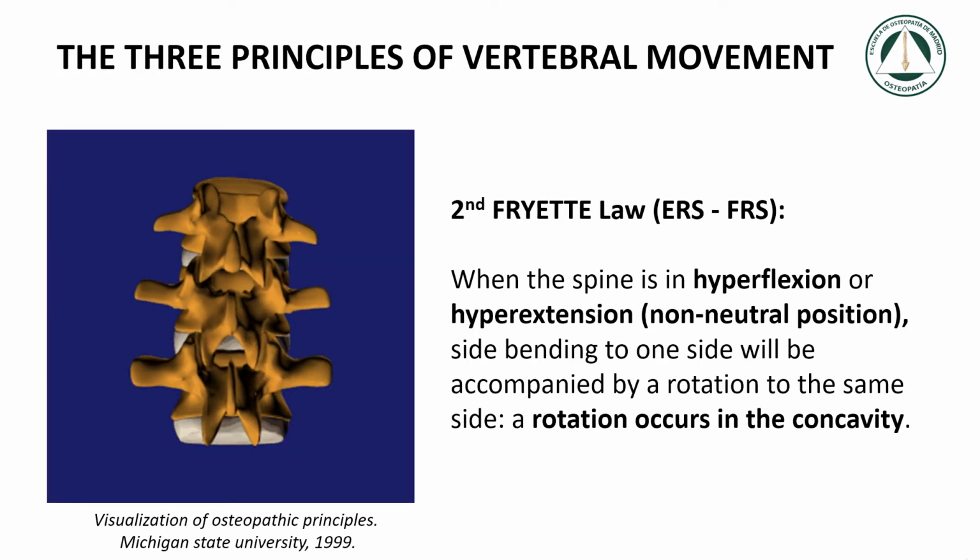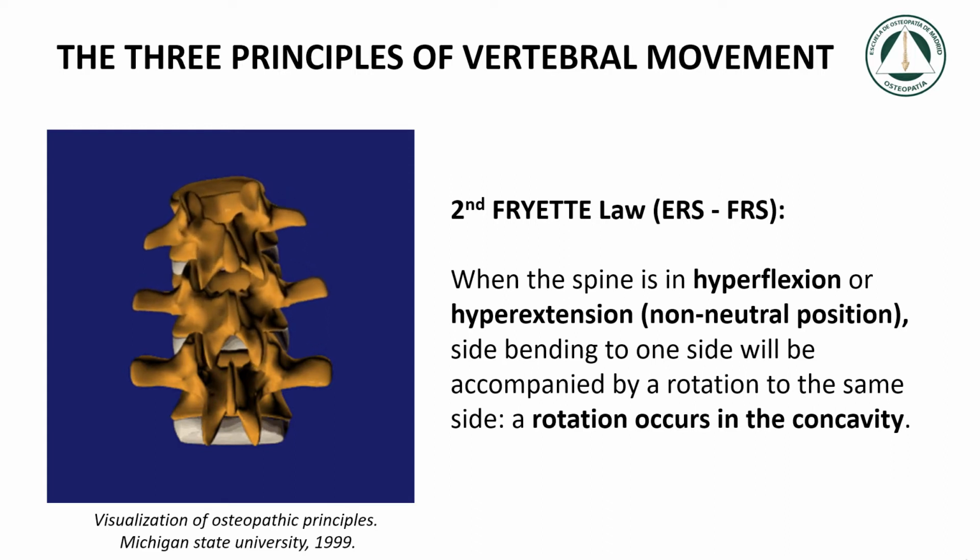Second Fryette law. ERS and FRS. When the spine is in hyperflexion, or hyperextension, non-neutral position, side bending to one side will be accompanied by a rotation to the same side. A rotation occurs in the concavity.